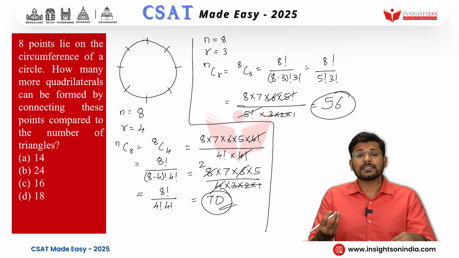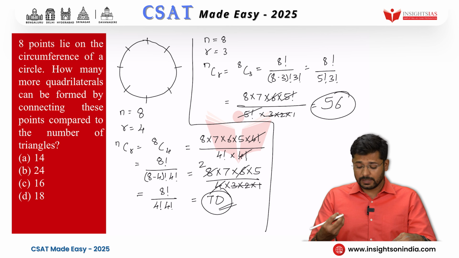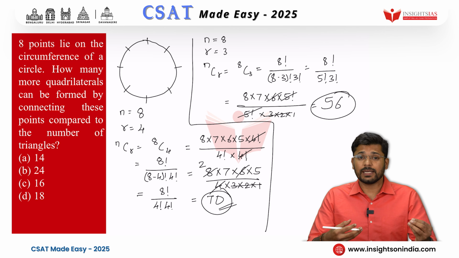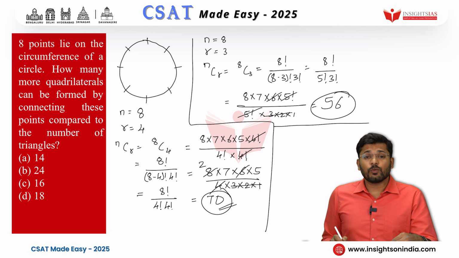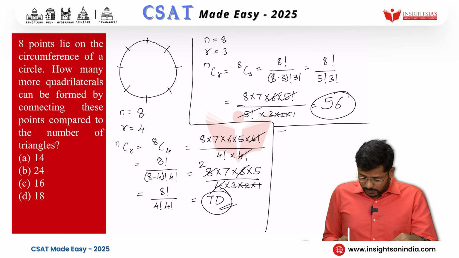So how many triangles can we form using 8 points? That would be 56 triangles. So the number of quadrilaterals that can be formed using 8 points, taking any 4 of them as vertices, would be 70. The number of triangles that we can form using any 3 of the 8 points would be 56. The answer would be the difference between the two, right? So 70 minus 56, that will give you 14.